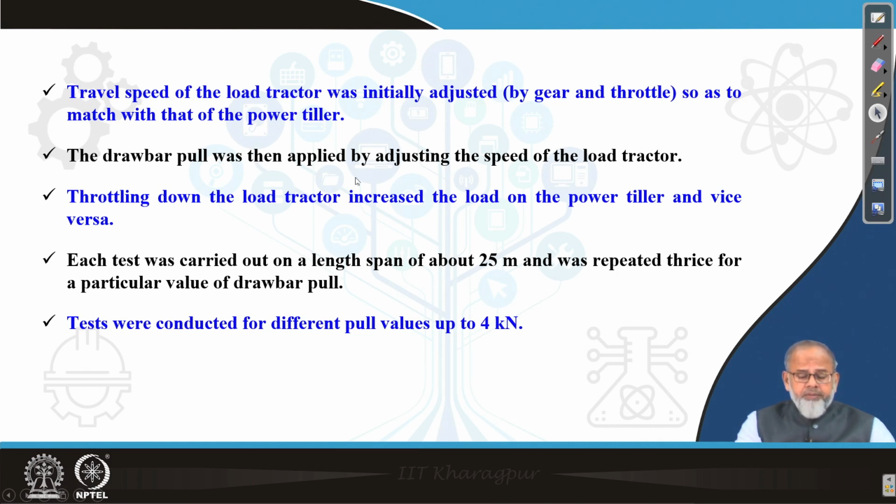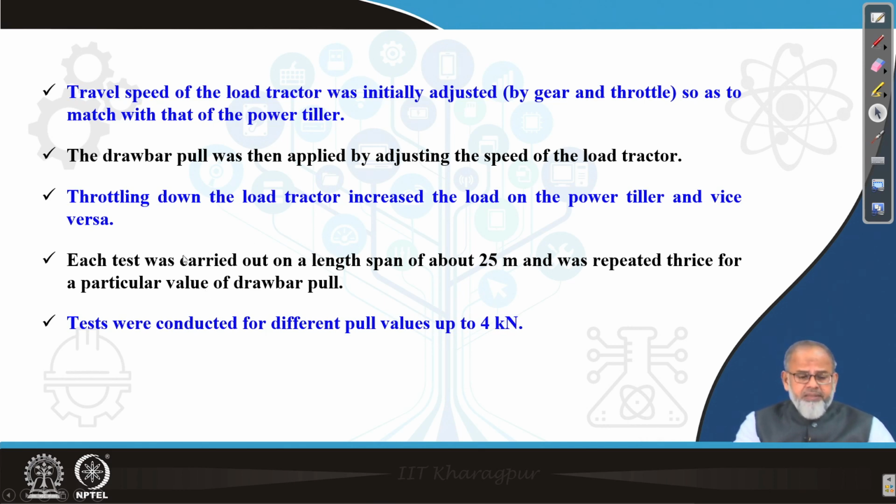So to find out the pulling ability, we varied the speed of the tractor, which is called the load tractor. By throttling down the load tractor, the load is increased on the power tiller. If you reduce the throttling further, the load will increase further. If you increase the speed of the tractor, then the load will decrease. That is the way we tested the power tiller when it is fitted with tracks or wheels.